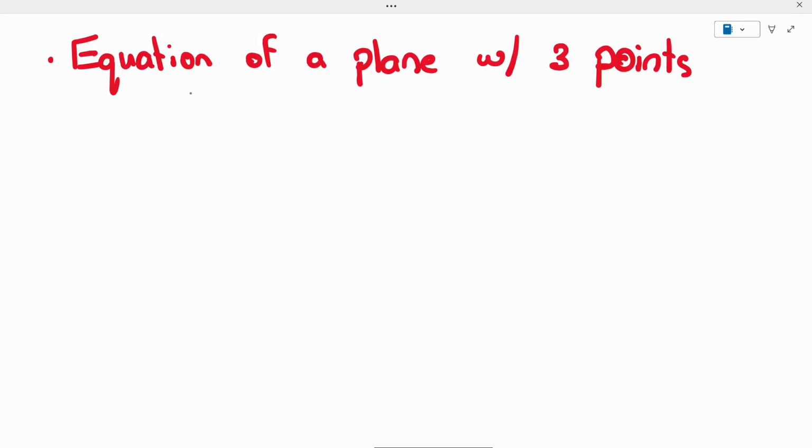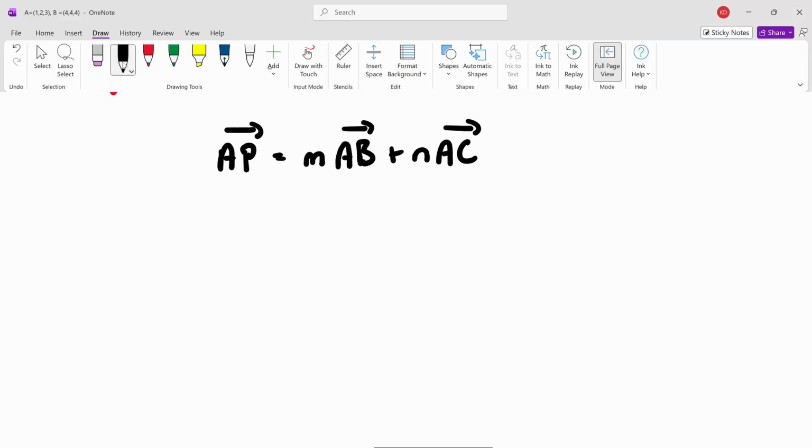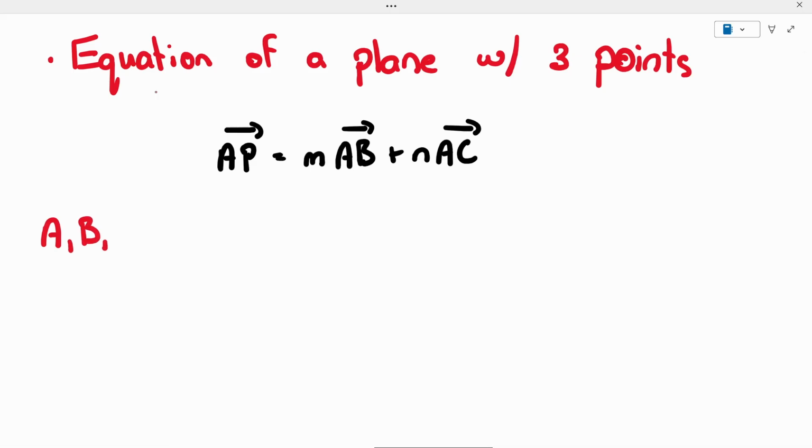So generally, we could write that as vectors. AP equals M times AB plus N times AC. Right? So what is AP? Okay, well, A, B, and C are points on the plane.